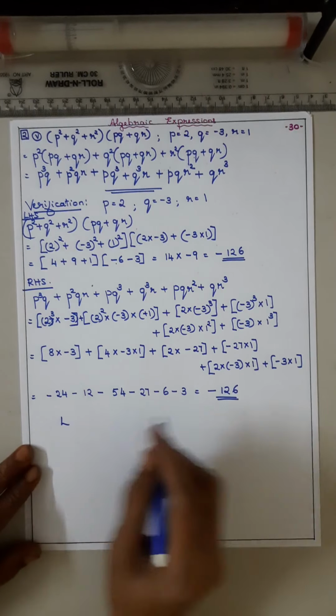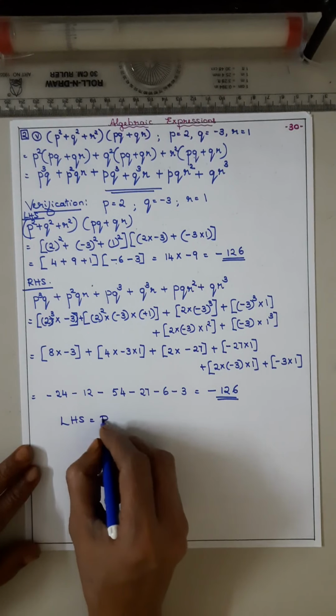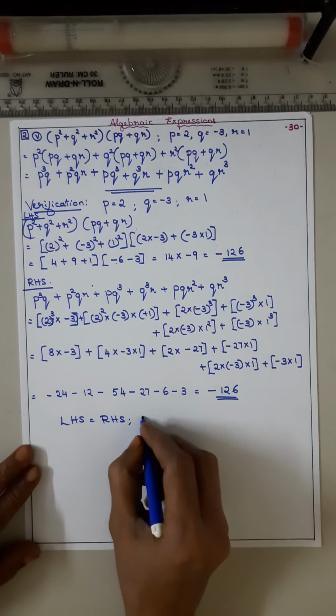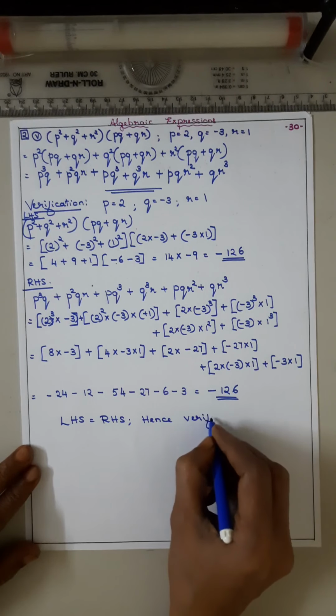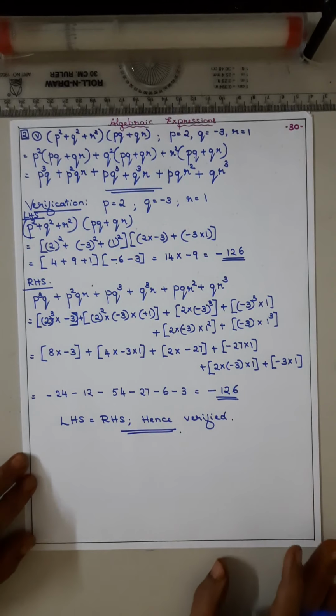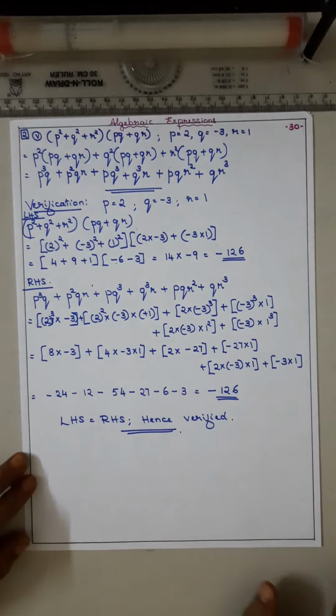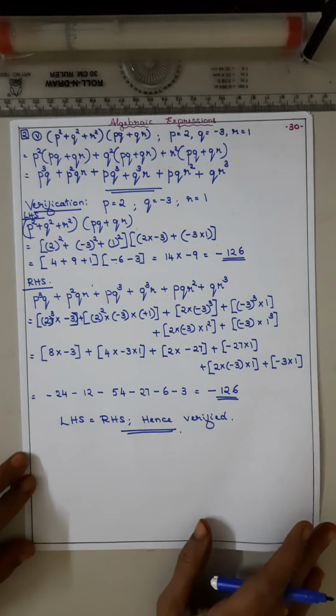So LHS same, isn't it? LHS is equal to RHS, hence verified. Hope everyone understood. The RHS is a little bit bigger, so write it in 2 steps.